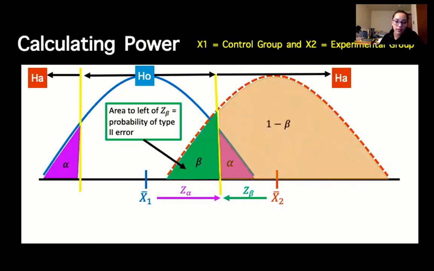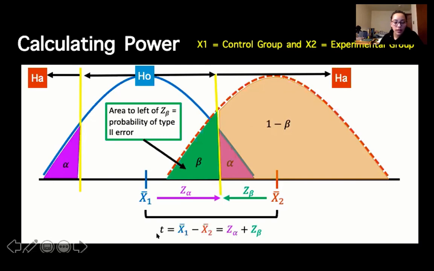or 1 minus beta. So we can use the difference between our means to figure out our t-statistic, which is technically just the difference between our error types, which is wild. So the difference between these two means is the actual sum of the distance of both of these means from the region of rejection boundary that we've set prior to actually running the test.